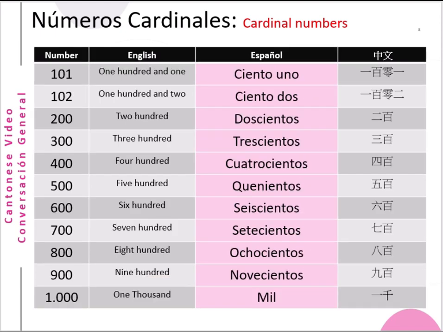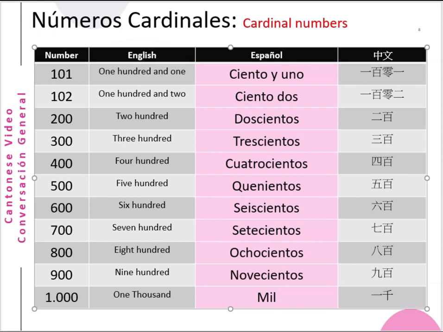Okay, let's read more numbers. 101, 102, 200, 300, 400, 500, 600, 700, 800, 900, and 1,000. Ciento uno. And you can see that if you read 100, this is cien or ciento. But if you have 101, you read ciento uno. You don't need the y uno.